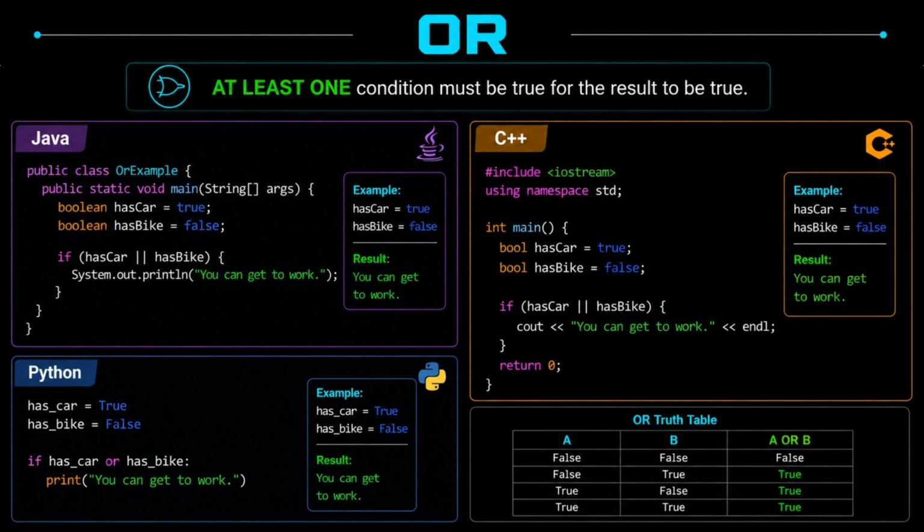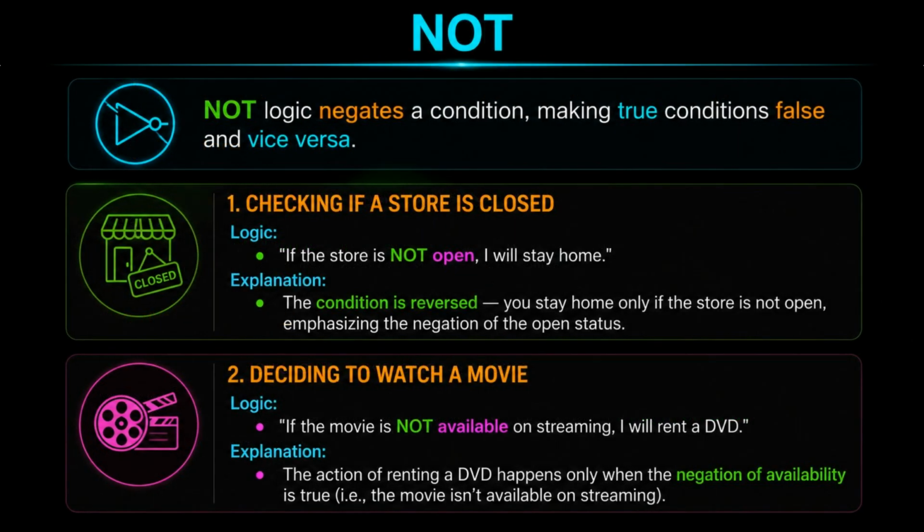Here's or as actual code, in Java, C++, and Python. The program prints that you can get to work if you have a car or a bike. Either one alone satisfies the condition, so only one needs to be true. Not flips a condition entirely. True becomes false, and false becomes true.